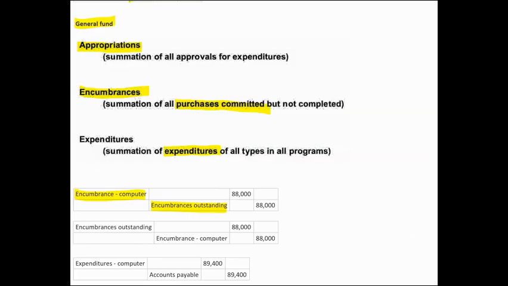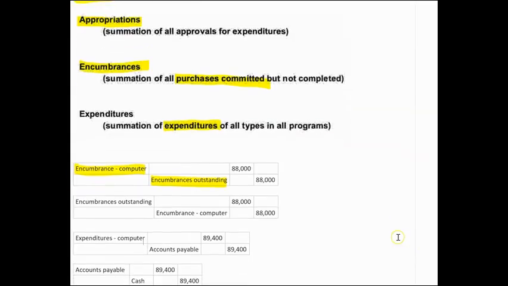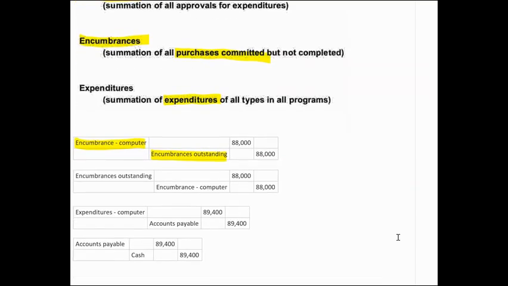When the city actually receives the computer, they need to reverse this transaction and then record the computer at its actual cost. So, as I mentioned, they have to reverse the prior transaction, which means they need to debit encumbrance outstanding and credit encumbrance for the computer. Those are temporary accounts, so with this second journal entry, we just zero them out. They're going to have zero balance.